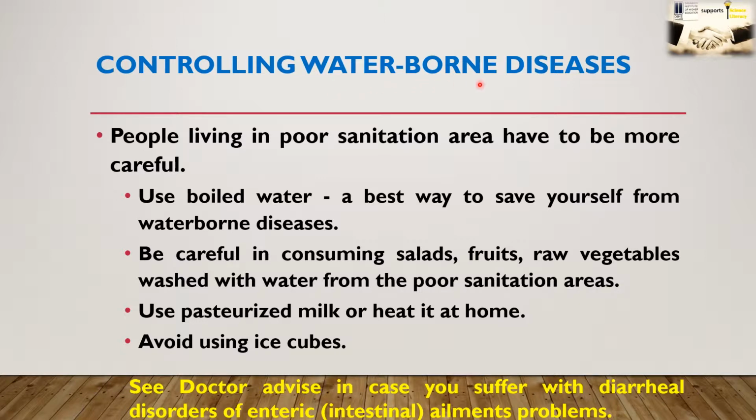For controlling waterborne diseases, we recommend a few suggestions here. However, these should be mandatory precautions for people living in poor sanitation areas. Using boiled water is the best way to save yourself from waterborne diseases. Be careful in consuming salads, fruits, and raw vegetables washed with water from poor sanitation areas. Use pasteurized milk or heat it at home. Avoid using ice cubes. See a doctor in case you suffer from diarrheal disorders or enteric intestinal ailments.